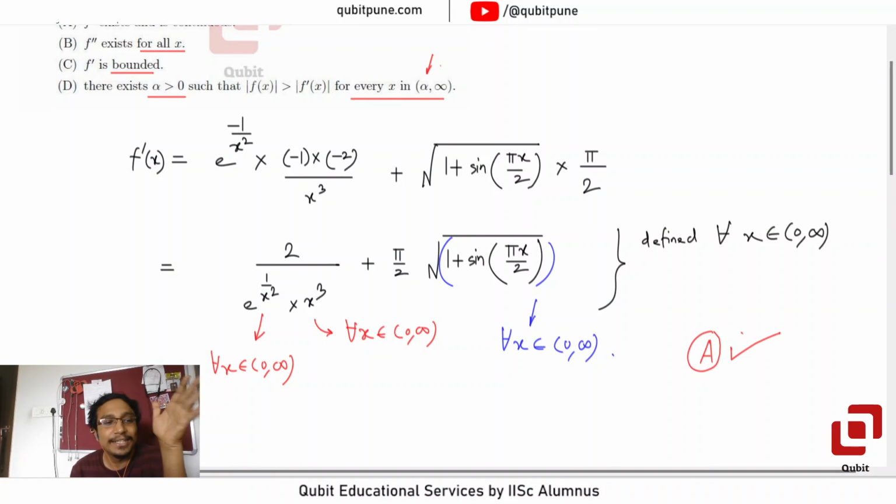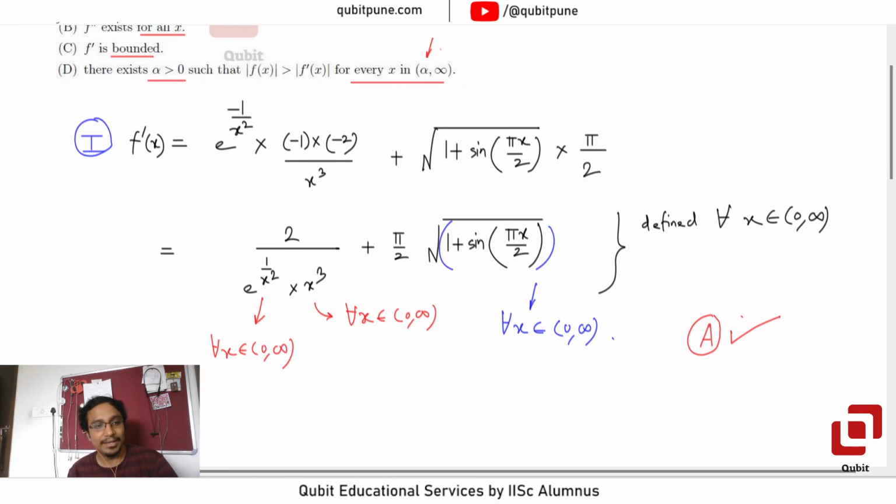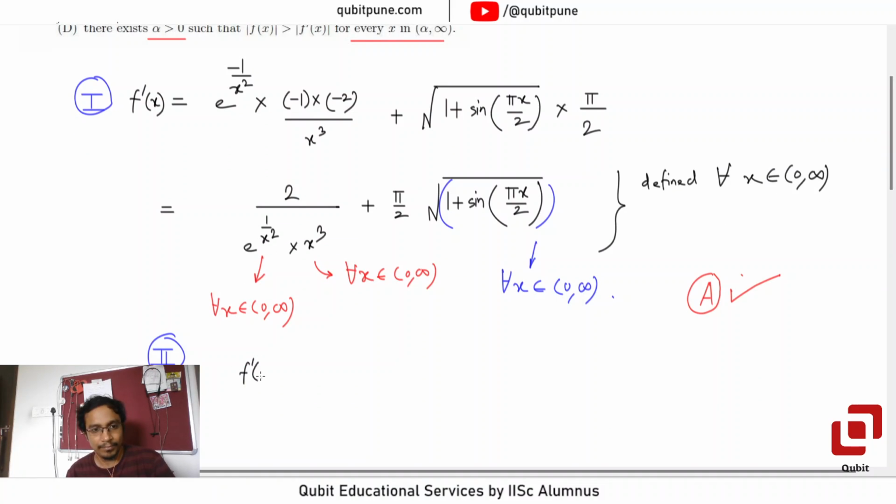Don't just tell me yes or no, I need the explanation. Yes, sir. So I just realized I didn't consider e raised to 1 by x square, so I'll have to rethink. Yes, correct. Look here. First of all, let's go for the limit of this function. See, I think you people would agree that f dash of x would always be less than 2 upon e raised to 1 upon x squared into x cube plus pi.